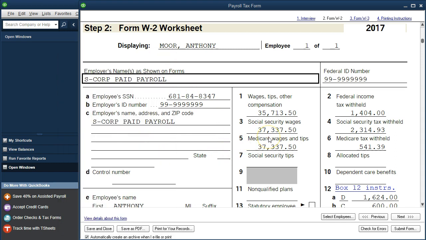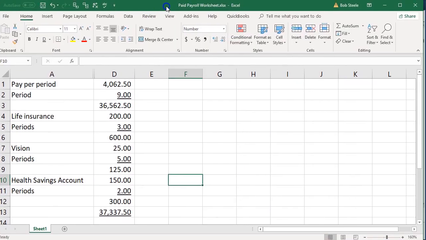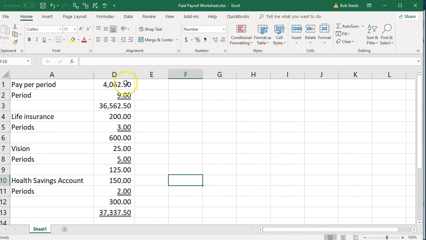And then this number, Social Security, how can we derive that? Where does that come from? We can take a look at the 941s, and or we could say that one employee, we had 9 paychecks, gross pay should be $36,562, but then we adjusted it for the life insurance, of which there's only 3 paychecks, because that's when we added the life insurance in our system, and that's 600. The vision 25, only 5 paychecks out of the 9, because that's when we added it to this year, and that's 125. And then the health insurance, 150 times 2 periods, or 300.